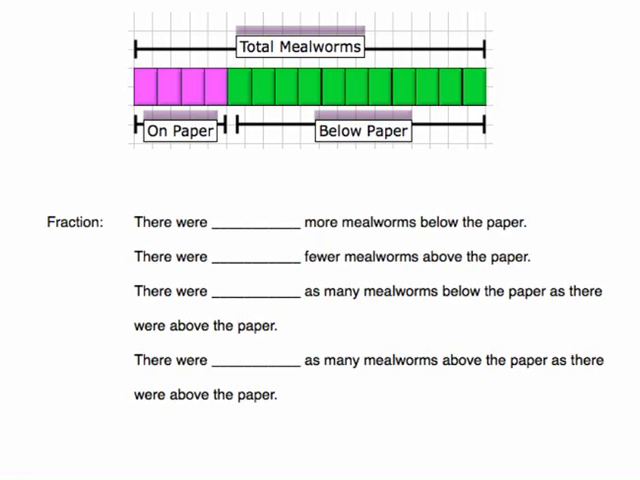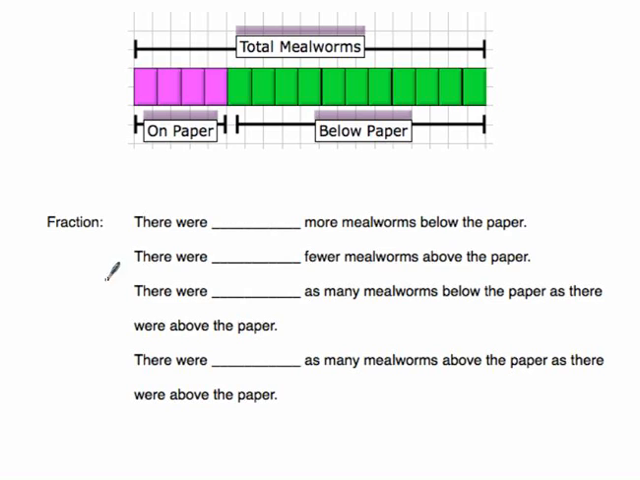All of these answers need to be represented as a fraction. There were blank more mealworms below the paper. If in your case you had more mealworms above the paper, you can just cross this out and write there were blank more mealworms above the paper and switch the wording down so that it works for your group. But in my case this is appropriate because I had more mealworms below the paper. What fraction did we have more?